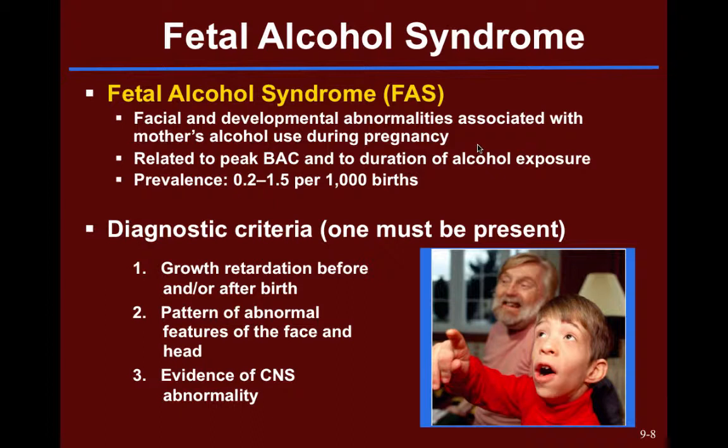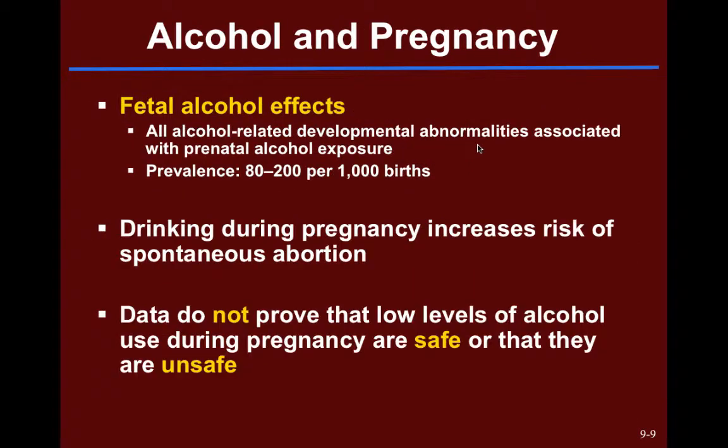And this is a lifelong condition, although we do have interventions that may help children who are experiencing fetal alcohol syndrome to reach their highest level of potential. These are lifelong effects that the children will experience. That's part of the reason why that advice against drinking during pregnancy is so strong.